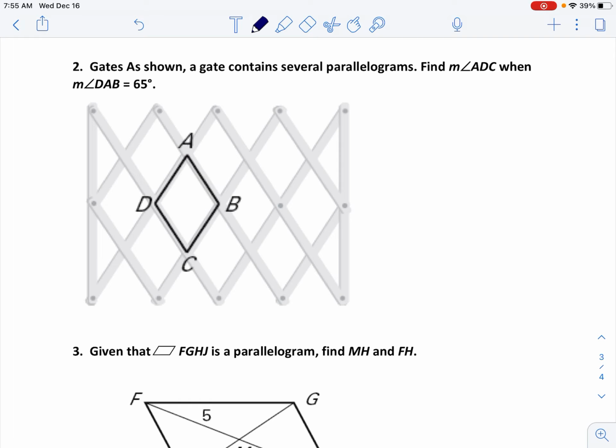Now let's label what we're trying to find and what we know. ADC is what we're trying to find. ADC, I'll put a little question mark. ADC would be this one. And then DAB, which would be up here, is 65 degrees.